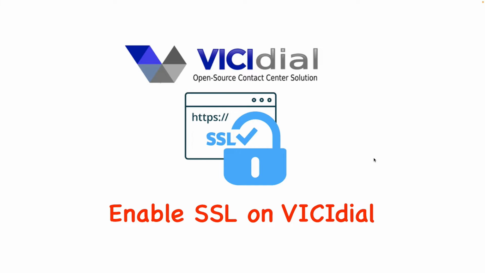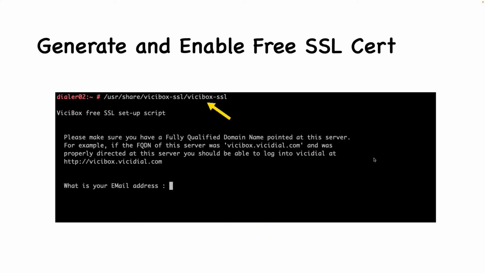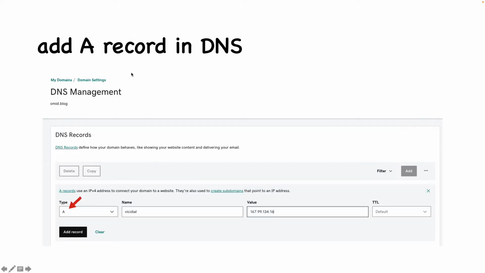The good news is that VICIbox has a specific script for generating an SSL cert. If you go to /usr/share/vicibox-ssl and run vicibox-ssl, this script will generate a free valid SSL certificate for you, and it will install the certificate on your VICIdial. Of course, you need a valid subdomain name or a valid A record in your DNS. You need to have a name that is mapped to your IP address. In this video, we will learn how to do that.